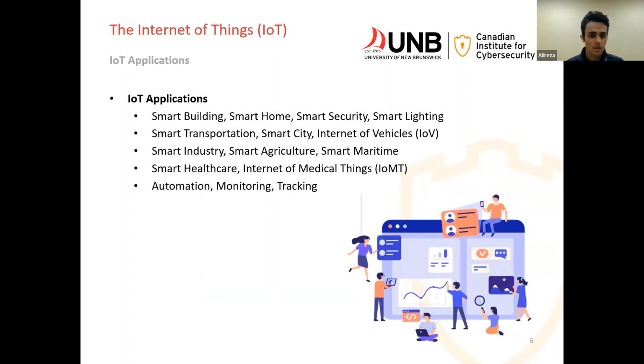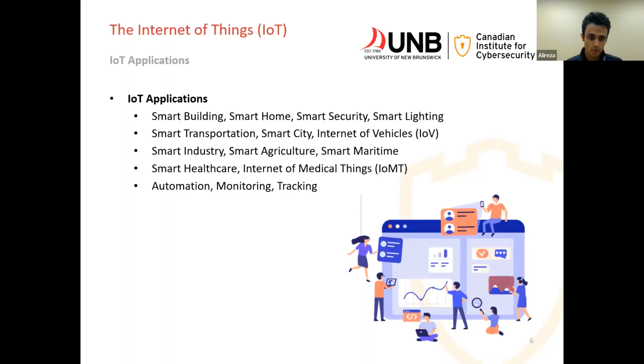So some tangible applications that we daily use are smart buildings, smart homes, smart security, and smart lighting. That is basically related to home automation, home security, and using our Alexa devices to turn on the lights, use our mobile phone to play some music, or Alexa to play some music, our smart speakers to turn on and off the lights, many other things that we use daily.